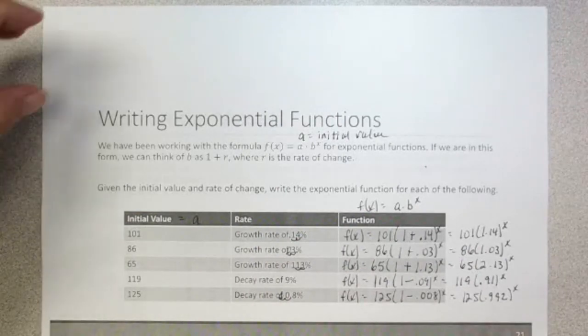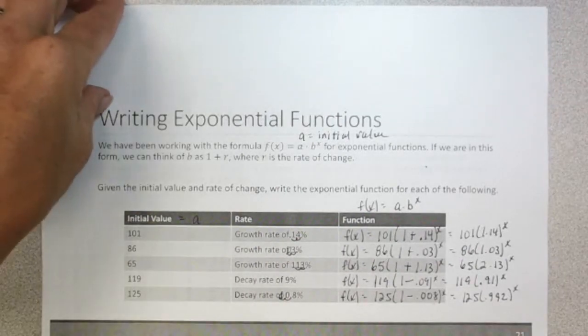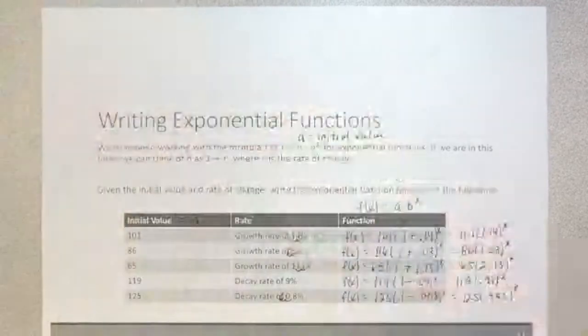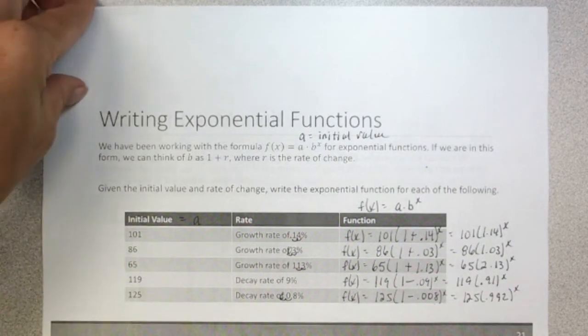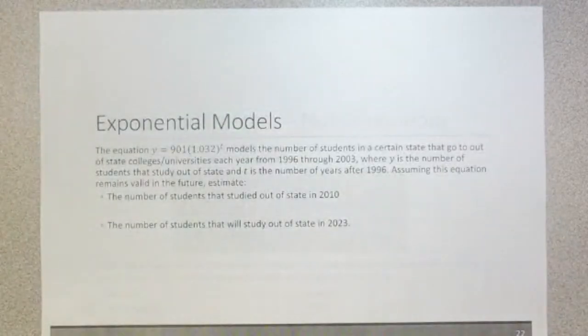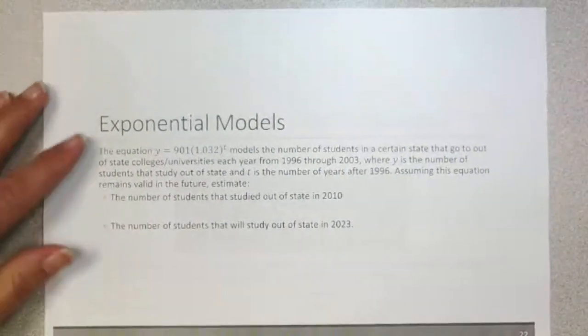All right, so the base in the exponential function reflects the rate of change. If it's a growth rate, you add that rate of change to 1. If it's a decay rate, you subtract that rate of change from 1. All right, let's see if we can use an exponential model here.